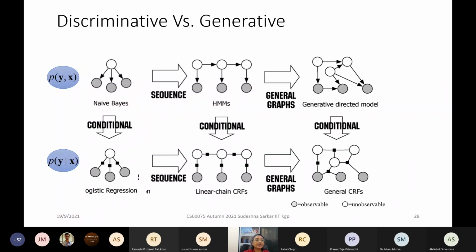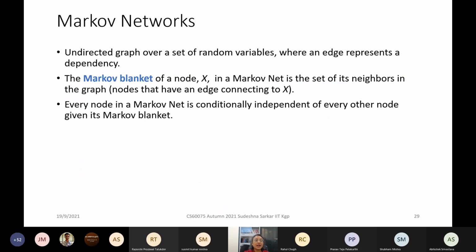So naive Bayes and HMM are generative directed models. These are some examples of generative models. And logistic regression is an example of a discriminative method. Conditional random field, general linear-chain conditional random field, and general CRF are other examples.